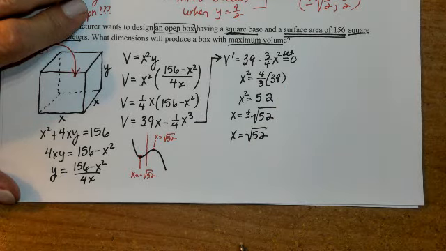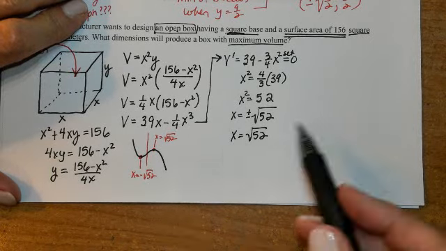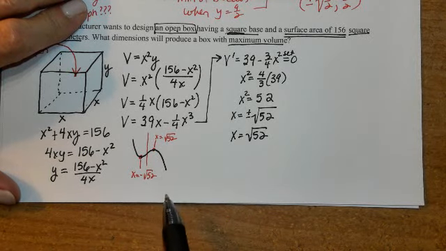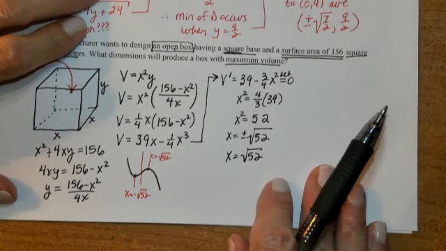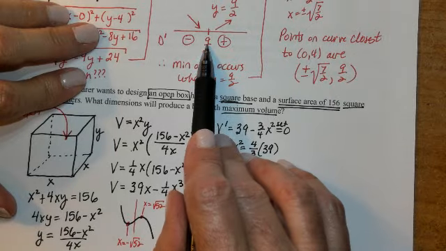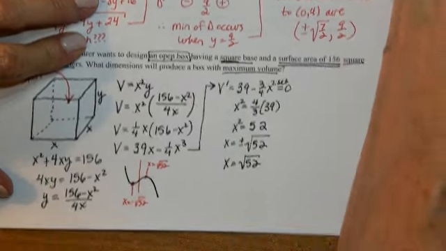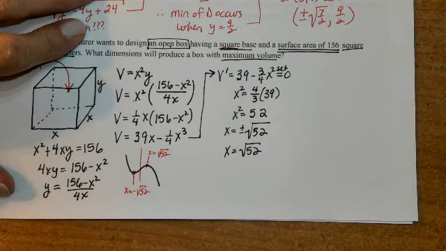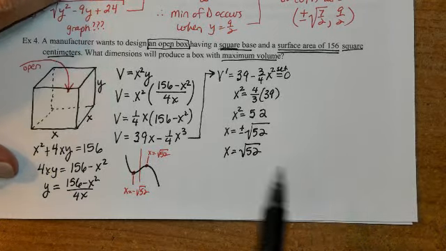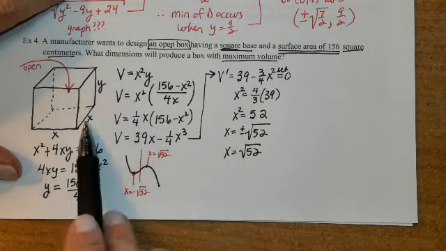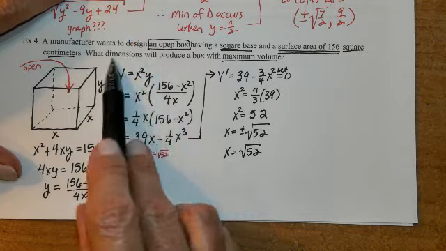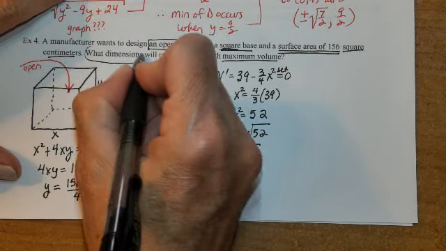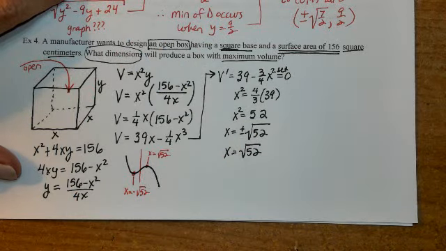That's what I'm talking about, doing analysis, thinking, using your reasoning on these, okay? And if you have to, do a sign chart, okay? But all of this makes sense, okay? Now, we have found the x value. Now we need to find the y value because we're looking for what dimensions. So we need the y value as well.